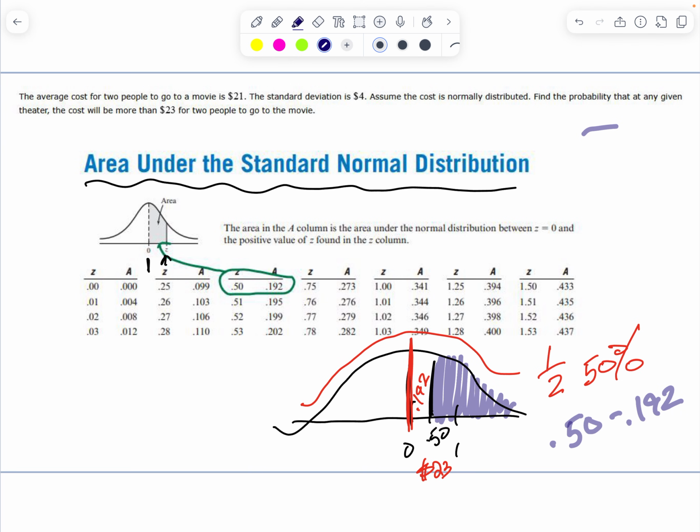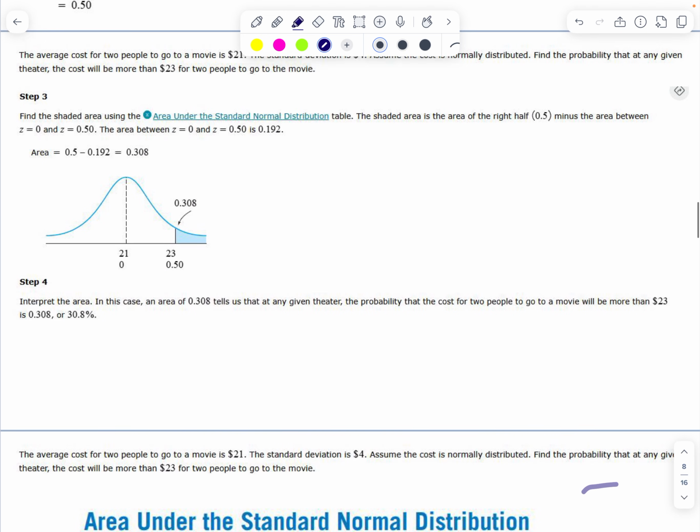If you do 0.5 minus 0.192 on your calculator, that's going to leave us 0.308. So the probability is 0.308, or a 30% chance. That's what's here, that's 30% in that purple right there. I think they're going to want the 0.308. Let's go back and check, because I think, yep.